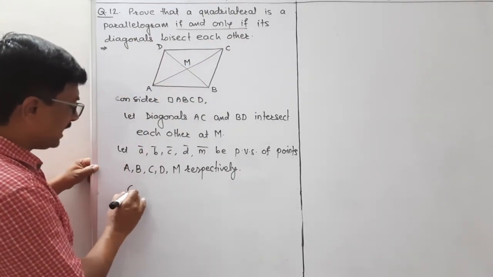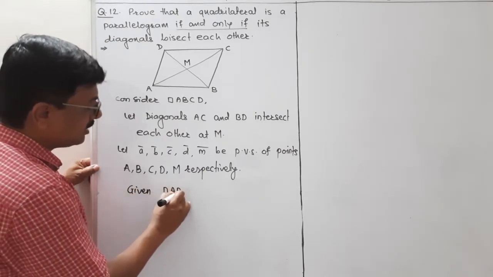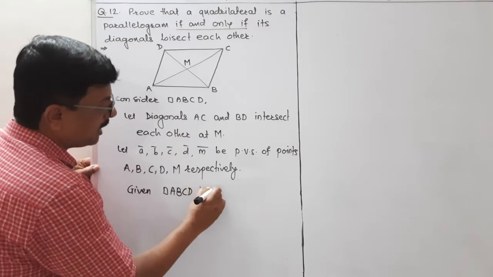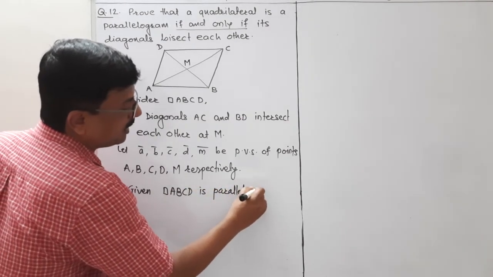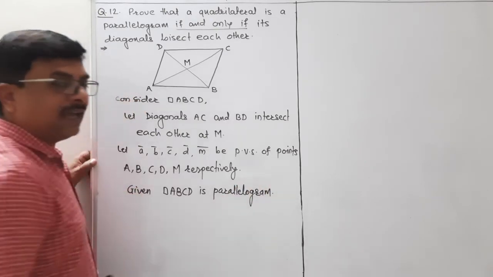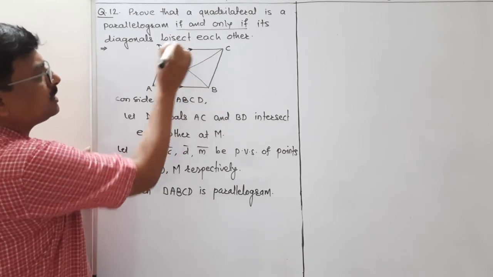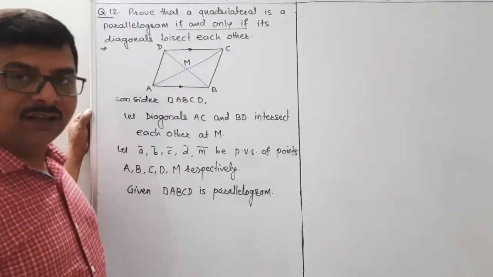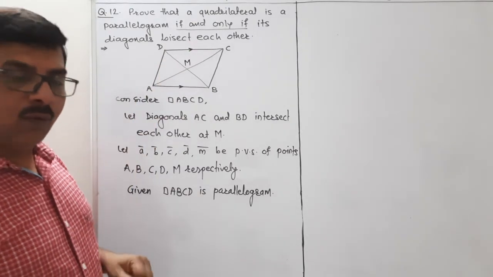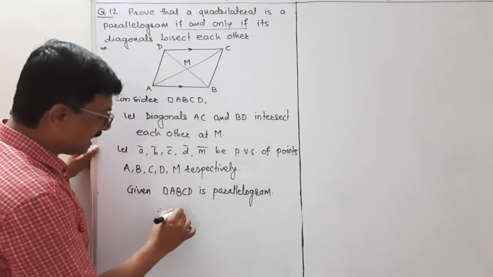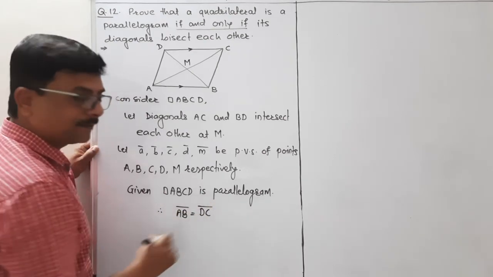Given that quadrilateral ABCD is a parallelogram. We know that the opposite sides of a parallelogram are parallel to each other and have the same length. Means vector AB and vector DC are equal to each other. Therefore, we can say that AB vector is nothing but equal to DC vector.